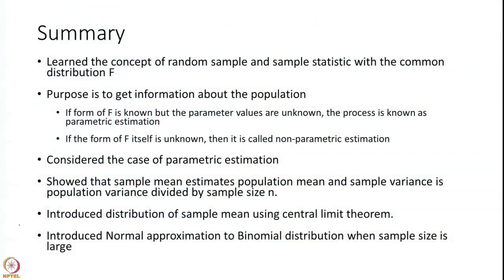We showed that the sample mean estimates the population mean, and the variance of sample mean is population variance divided by sample size n. Here there is also a correction to be added. We showed that as sample size n increases, the variance of sample mean decreases. We also introduced the distribution of sample mean using the central limit theorem, and we showed that using the central limit theorem, the binomial distribution can be approximated as a normal distribution when only the sample size is large and you have to make no assumption on the probability of success p being small.